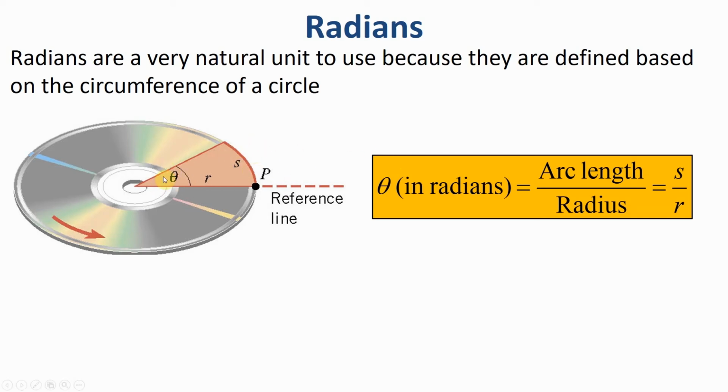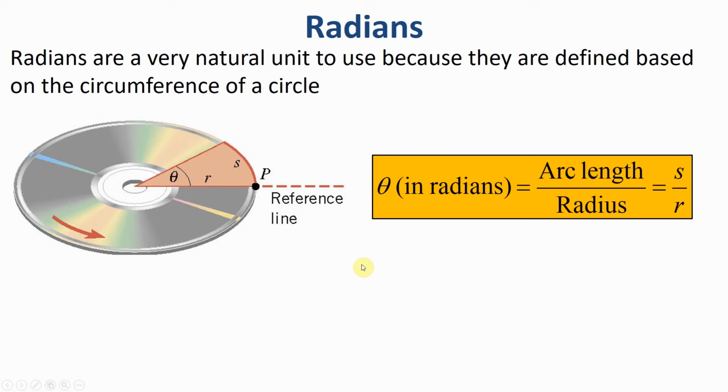So I have some angle theta measured in radians for a circle of radius r, and s is this arc length, the length of this wedge going around the circumference of the circle. And we have a really nice equation that only works in radians, that theta equals s divided by r.